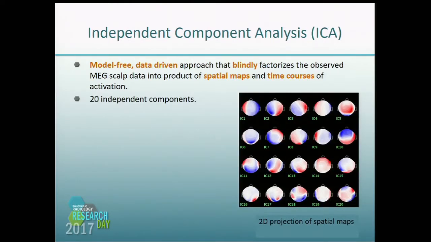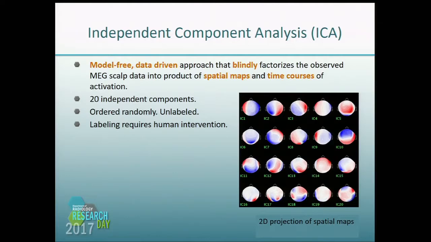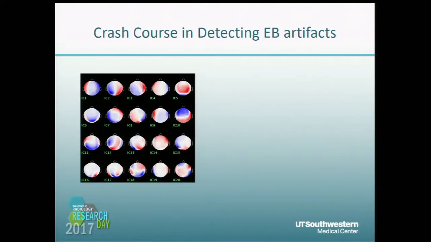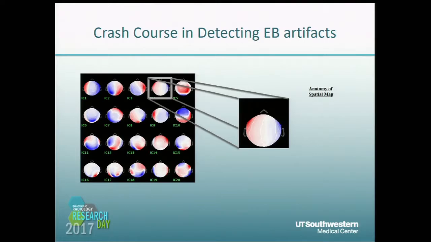Here on the right, we see 20 spatial maps. One of these is going to be corresponding to the eye blink artifact. The problem is that these are ordered randomly and they're not labeled, and we need a human to label them. How do we detect an eye blink? How does a human do it? Well, this one is the eye blink artifact.